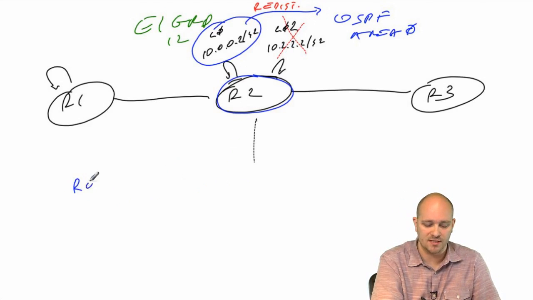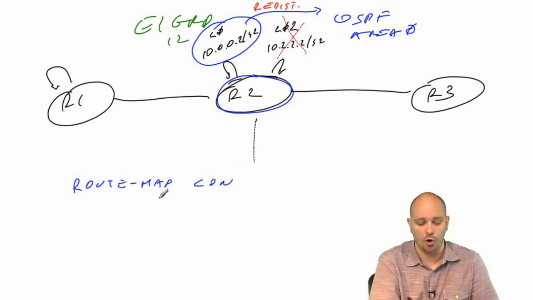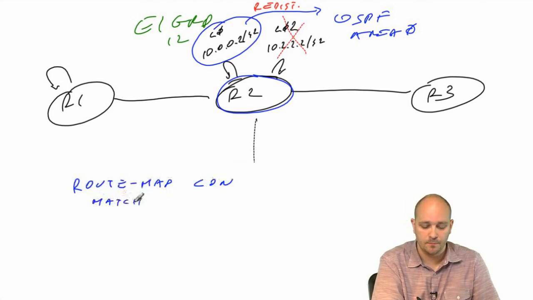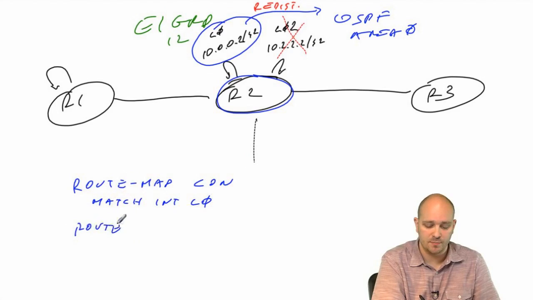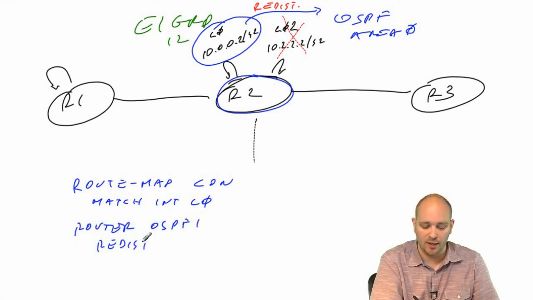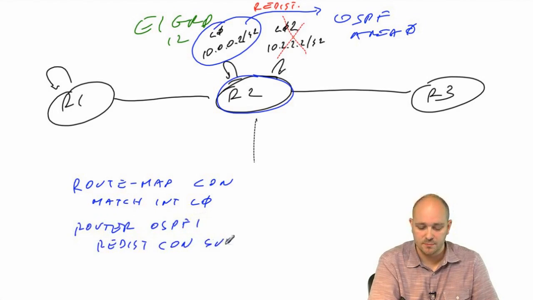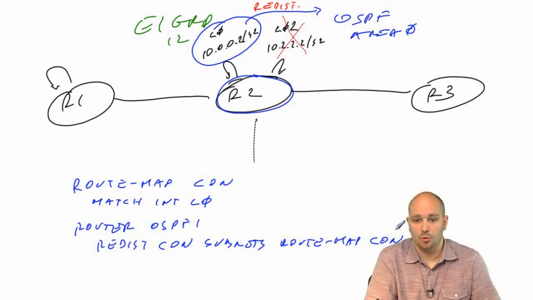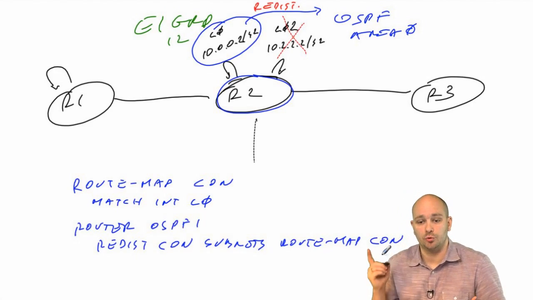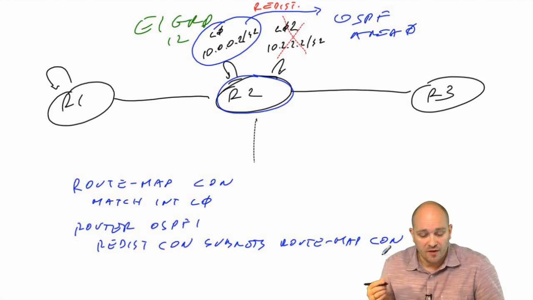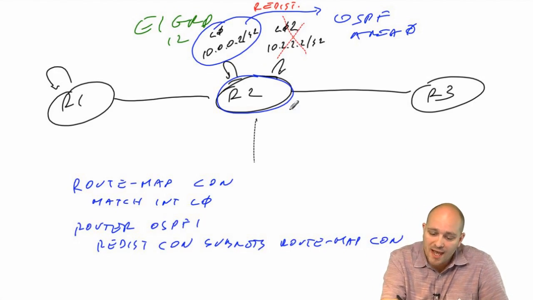So I'm going to create, for example, route map, and let's call it connected or just con, and I'm going to say match interface loopback 0. And then I'm going to go to router OSPF 1, and I'm going to say redistribute connected subnets and route map connected or con. So this is the configuration that I'm going to do. So as you can see, very, very straightforward, very, very simple configuration. I'm not going to change anything else.